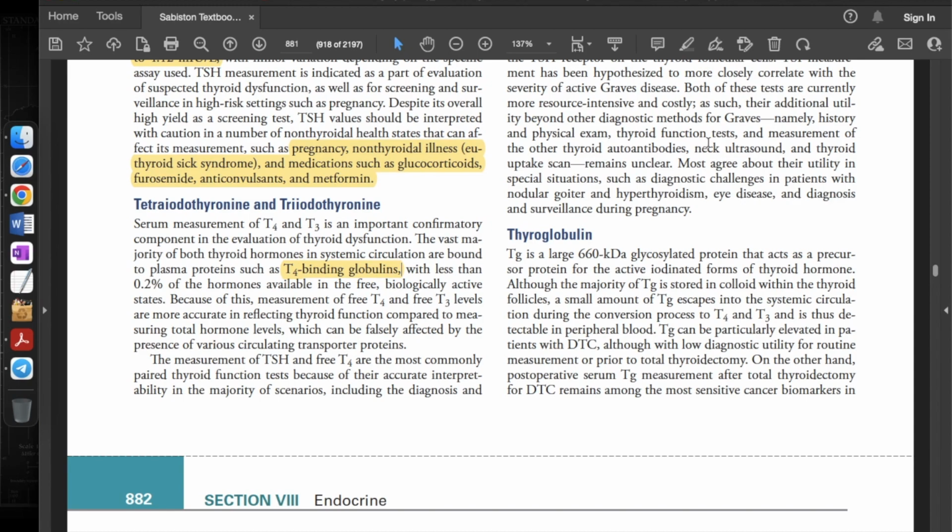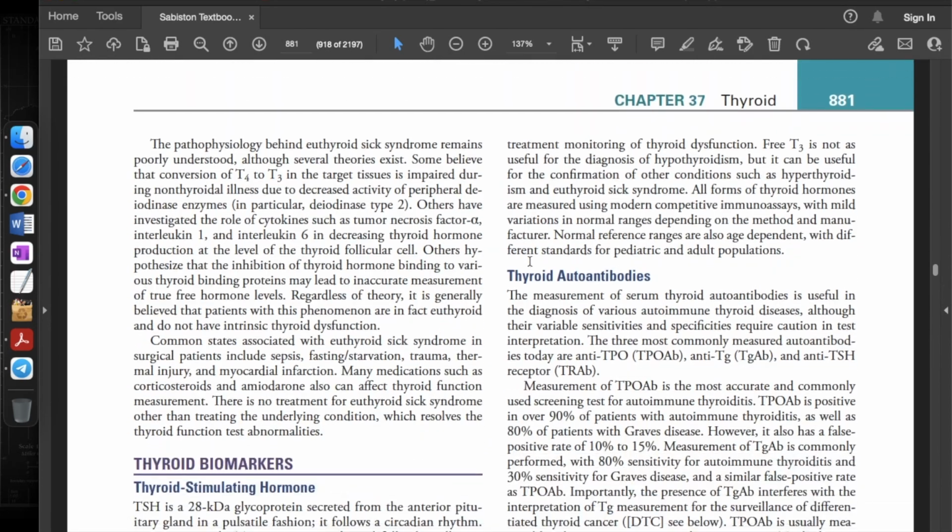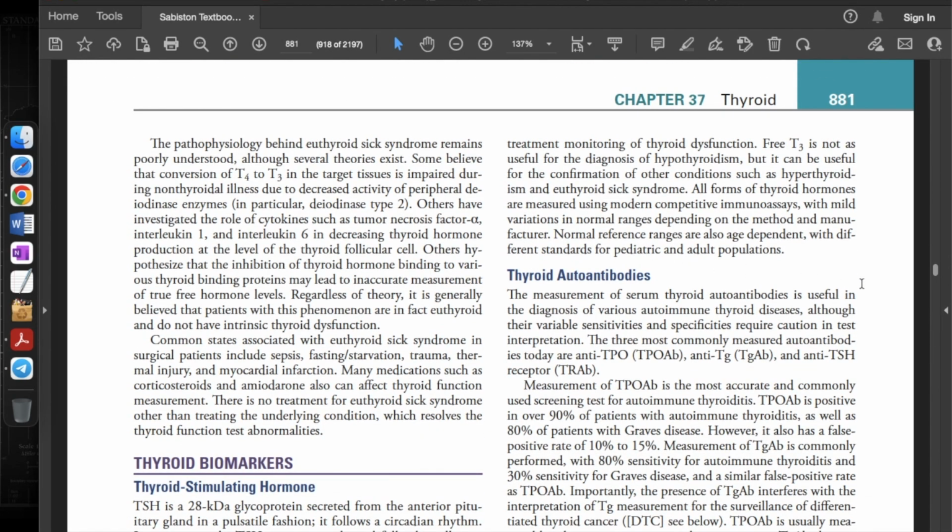The measurement of TSH and free T4 are the most commonly paired thyroid function tests because of their accurate interpretability in the majority of scenarios, including the diagnosis and treatment monitoring of thyroid function. Free T3 is not as useful for the diagnosis of hypothyroidism, but it can be useful for the confirmation of other conditions such as hyperthyroidism and euthyroid sick syndrome. All forms of thyroid hormones are measured using modern competitive immunoassays with mild variations in normal ranges depending on the method and manufacturer. Normal reference ranges are also age dependent, with different standards for pediatric and adult populations.